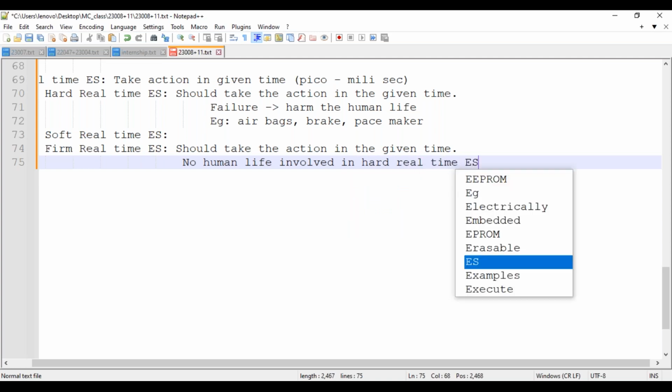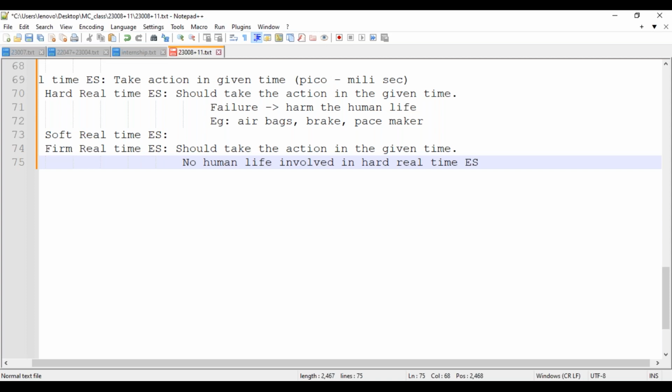Here also you are bound to time. You are supposed to take the action on time. Failure to take the action on time is still a problem, but it is not causing any harm to human life. Can you give any examples where taking the action on time is necessary, but it is not harming any human life? ATMs, I don't consider ATM as a firm real-time embedded system.